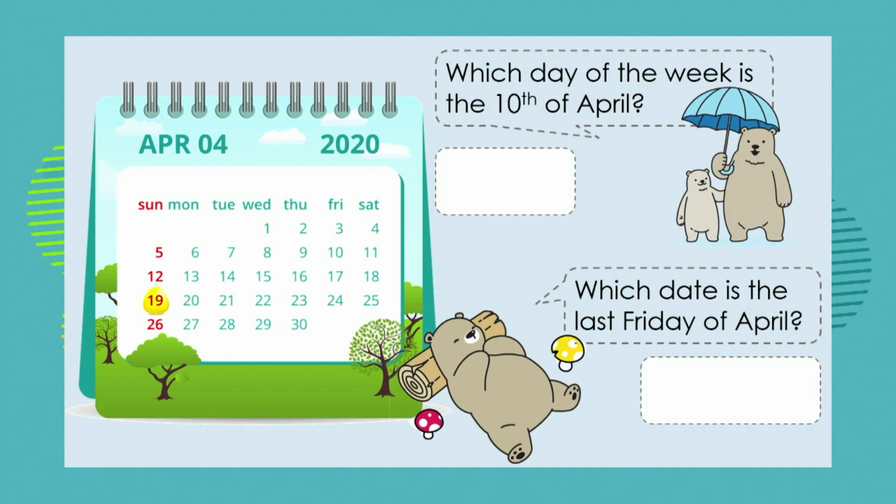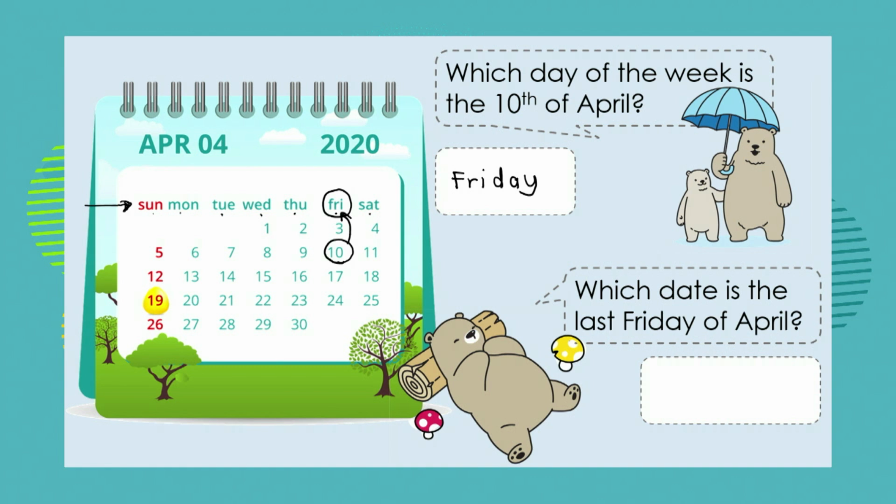Which day of the week is the 10th of April? So if we have a look at our calendar, grade ones, again, here are our days of the week. We have Sunday, Monday, Tuesday, Wednesday, Thursday, Friday, Saturday. And if we have a look on our calendar, we need to find the 10th. Can you see it? Very good. Here is the 10th of April. And let's see which day of the week it is. If we look at the top, we can see that it is a Friday. So the 10th of April is a Friday.